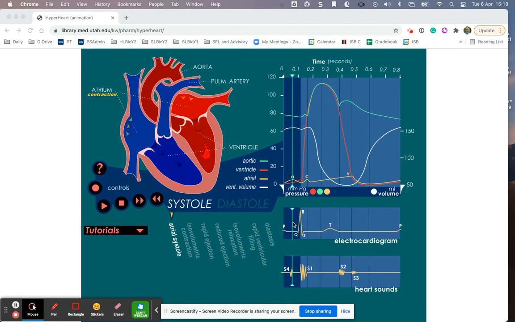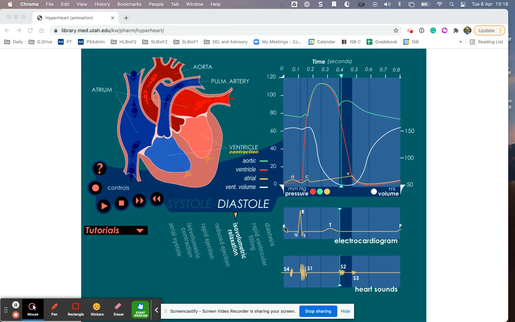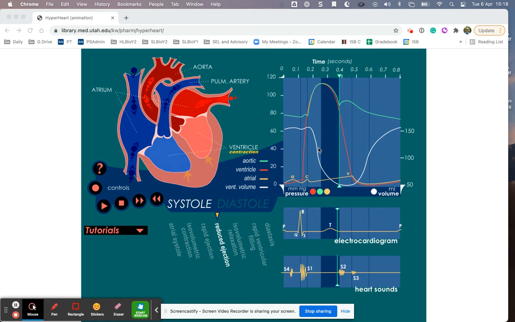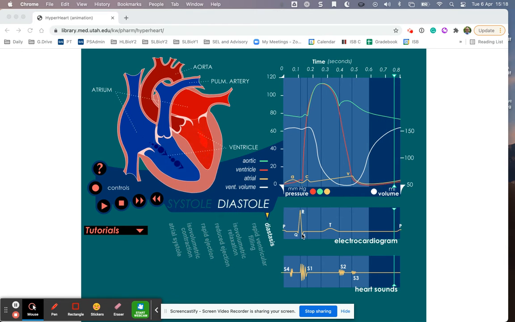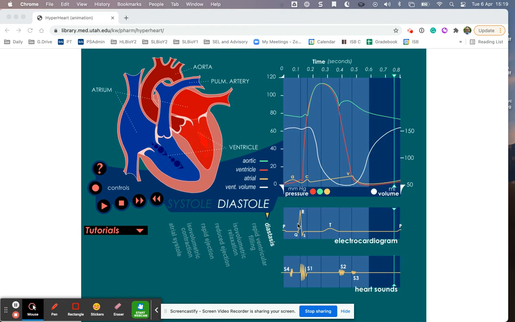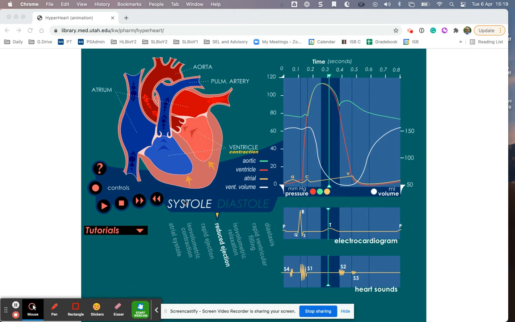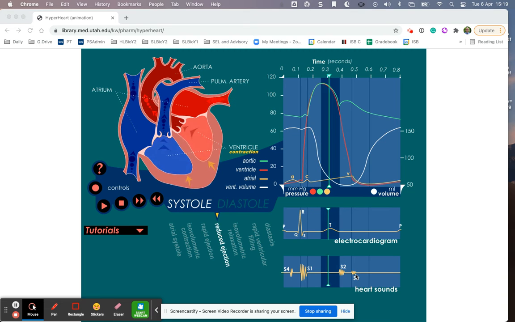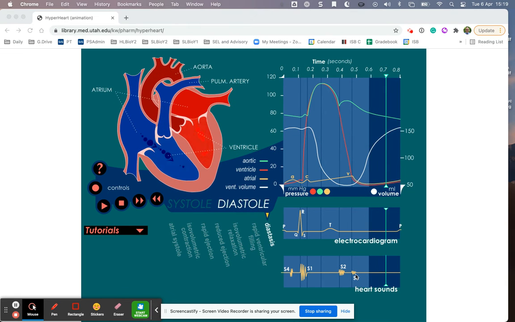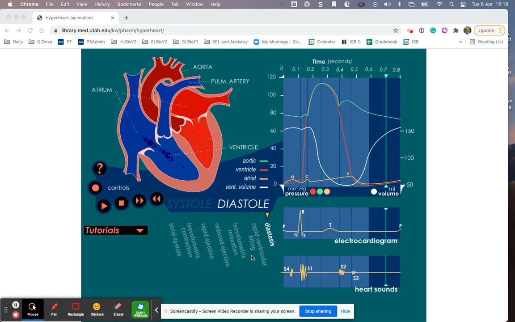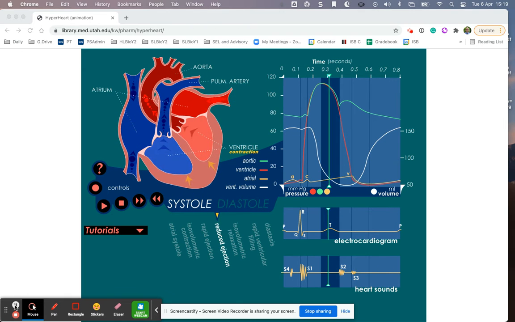And then down here, we have the electrocardiogram. This is showing the electrical signals in the heart and how that's helping with the blood pumping at different stages. And it's those signals that are causing the heart to contract and so forth. And then down here are the heart sounds that you would normally hear when you listen with a stethoscope or something like that. Okay, so that's all of that.